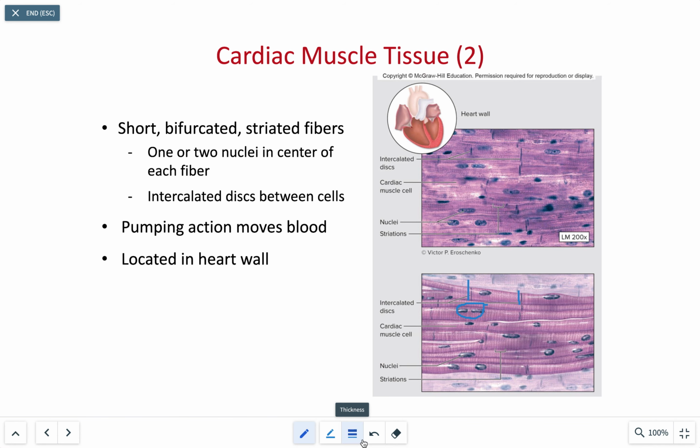The next one we see is going to be the cardiac muscle tissue. When we're looking at the slide, we can see that the cells are short and bifurcated, which means that they split. They're striated in nature, where we can see the striations throughout the cardiac muscle tissue, with two or more centrally located nuclei.